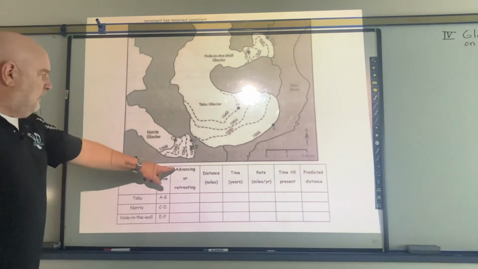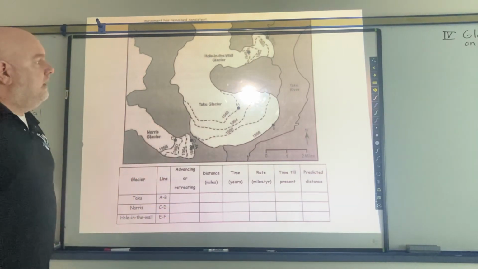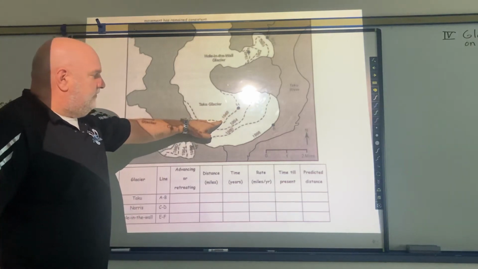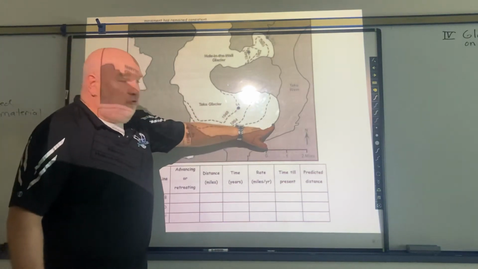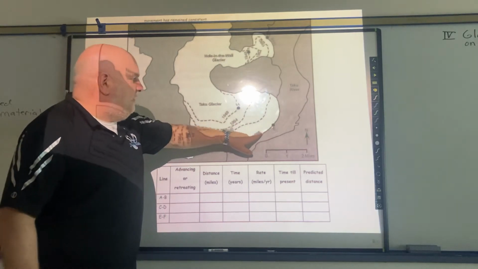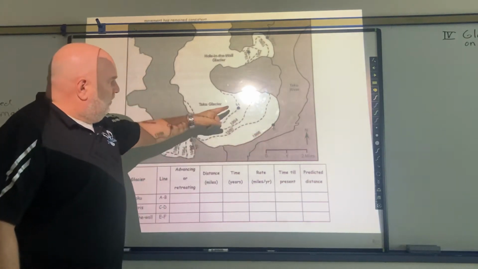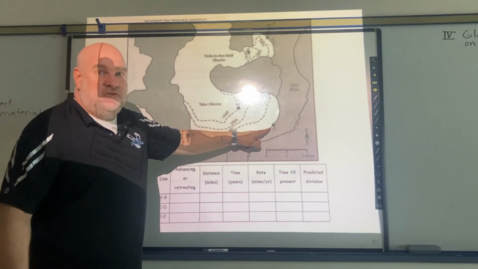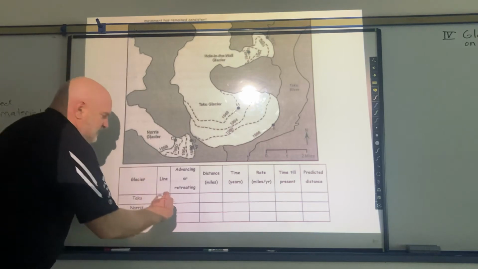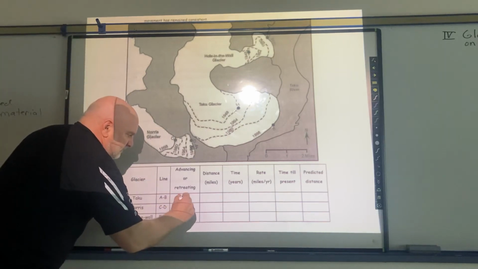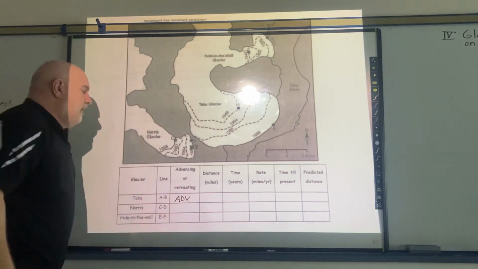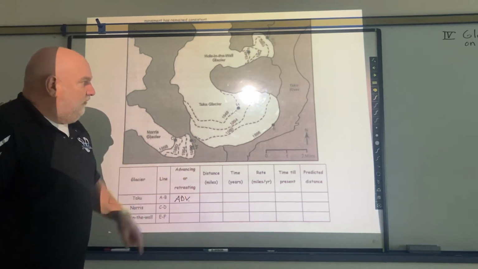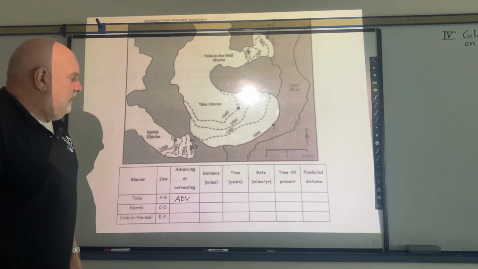And first off, we've got to figure out whether it's advancing or retreating. Well, on the diagram here, it shows you where the glacier was in 1948. And the most recent data here is where it was in 1998. So if that's where it was in 1948 and that's where it is in 1998, you can see the glacier's getting bigger, so the glacier is advancing. I'll just put ADV.